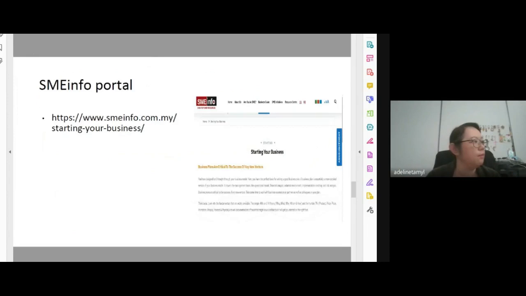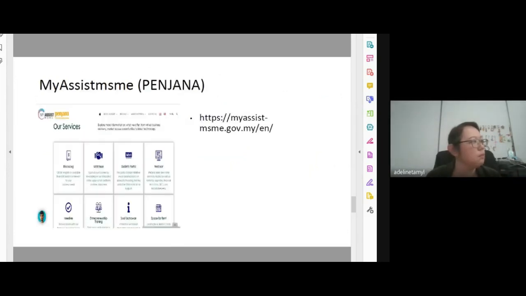Also, we have the SME portal. So they have much information. They tell you where you can get support and in terms of what. Same thing, we can get information from My Assist, MSME Bencana. This is especially for companies that are facing problems during the pandemic.